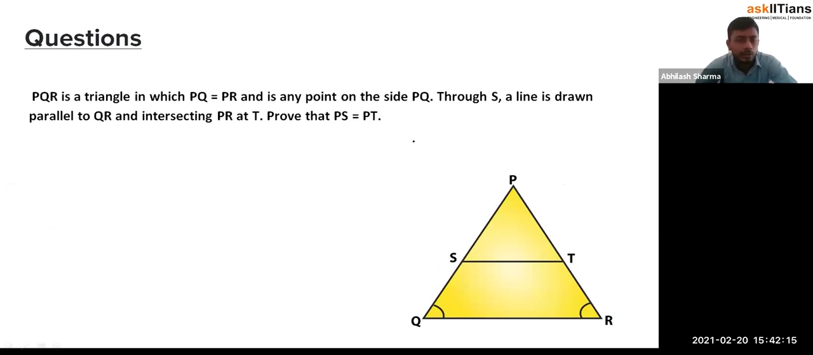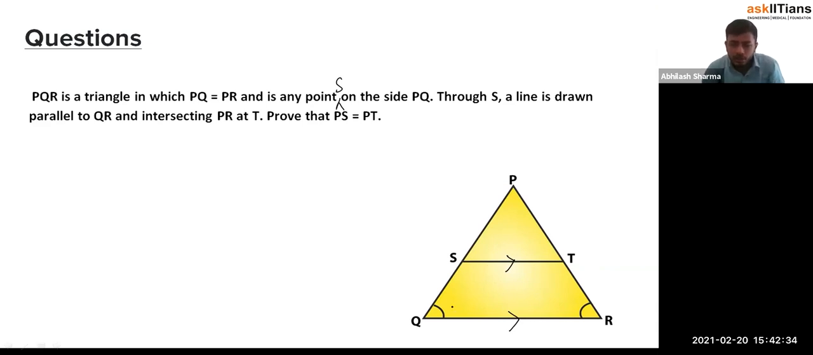All right, here we have another question. PQR triangle is given and PQ equal to PR is given. Any point S on the side PQ is given. Through S, a line is drawn parallel to QR. Prove that PS equal to PT. So this is a very easy question.